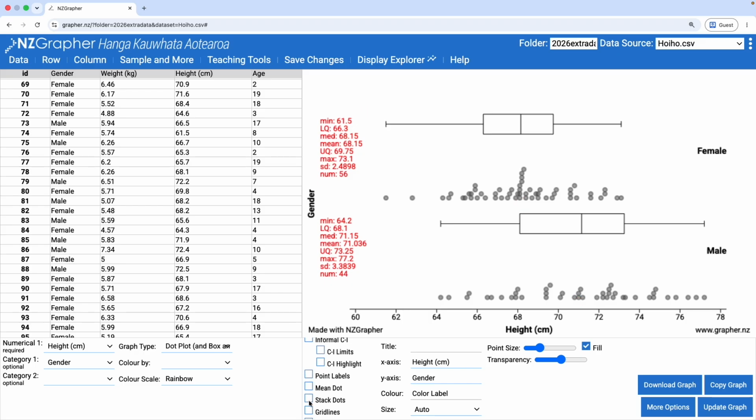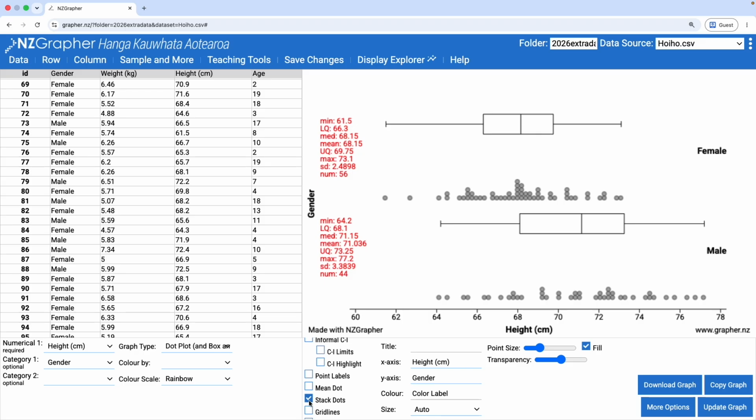Now, stack dots is the one that I get asked the most questions about. So, when I press stack dots, the graph suddenly looks really nice and pretty. When I unpress stack dots, it suddenly looks a bit messier. Now, if I take this point here as an example, I'm going to do my very best to draw exactly where it is. And then I tick the stack dots button, it jumps slightly to the left.